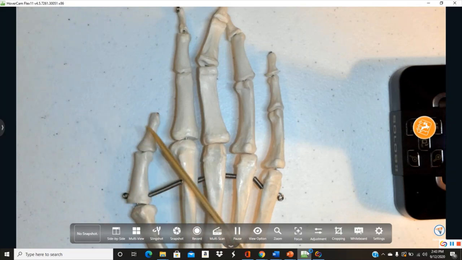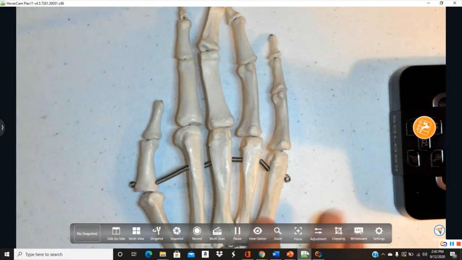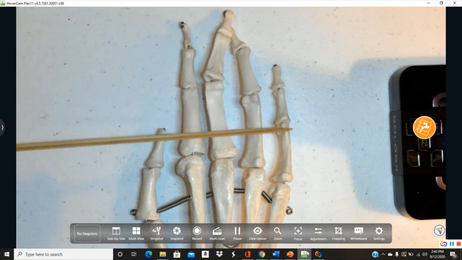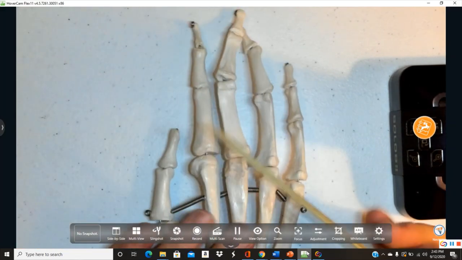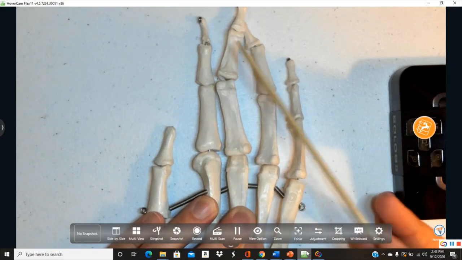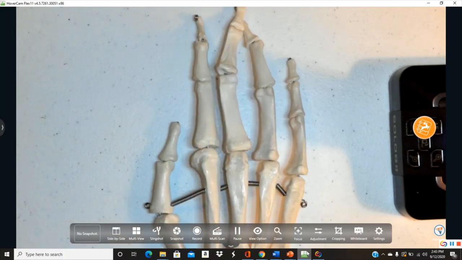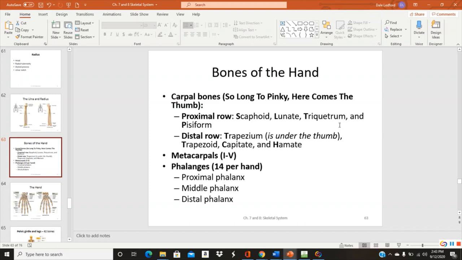The digit 1, first digit, thumb, only has 2 bones. So it only has a proximal and a distal phalanx. Whereas digit 2, 3, 4, and 5, the pinky's digit number 5, we call it digiti quinti. The thumb is digit number 1, called the pollex. The other digits have a proximal, middle, and distal phalanx. Okay? So that is why instead of 15, there are 14 per hand.